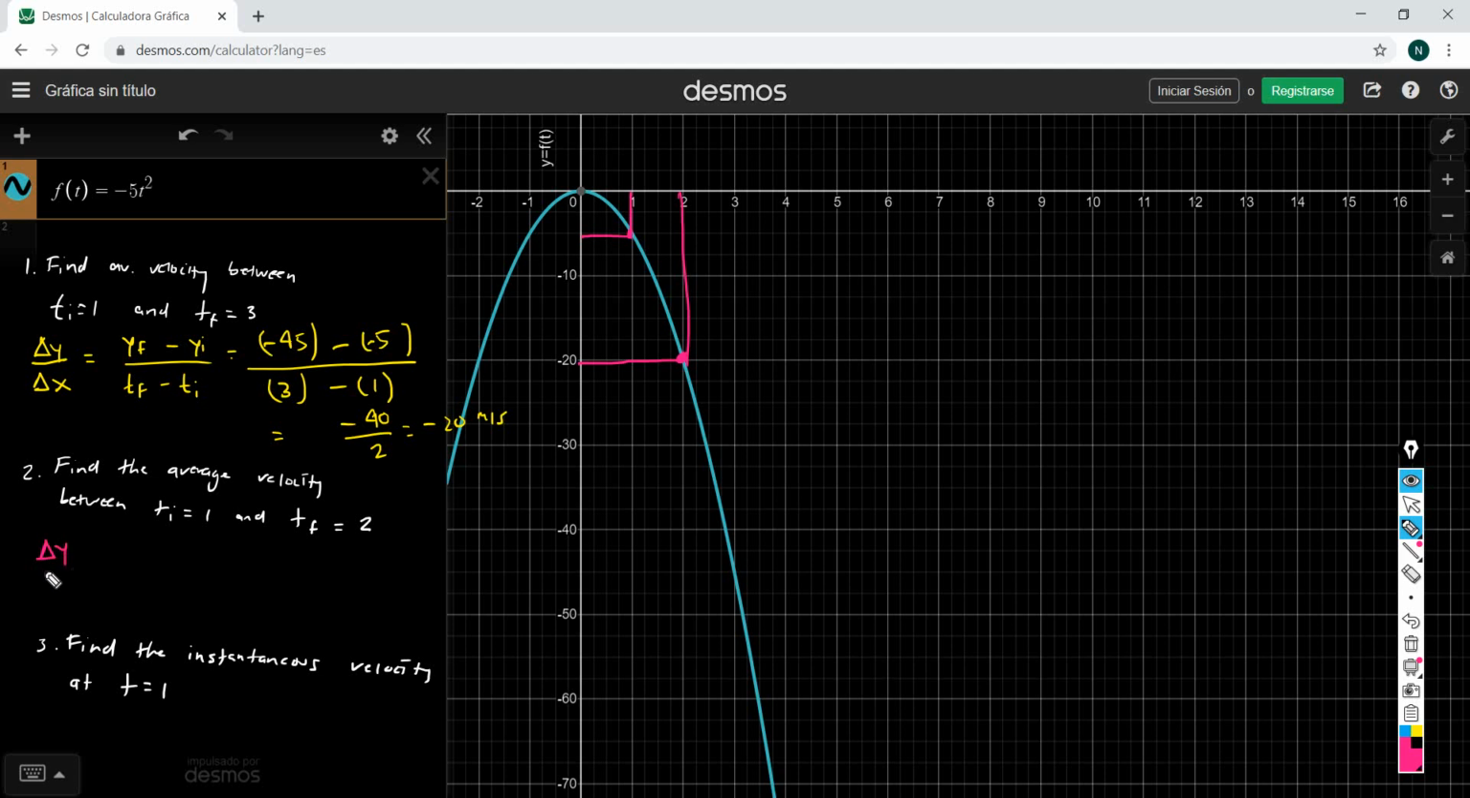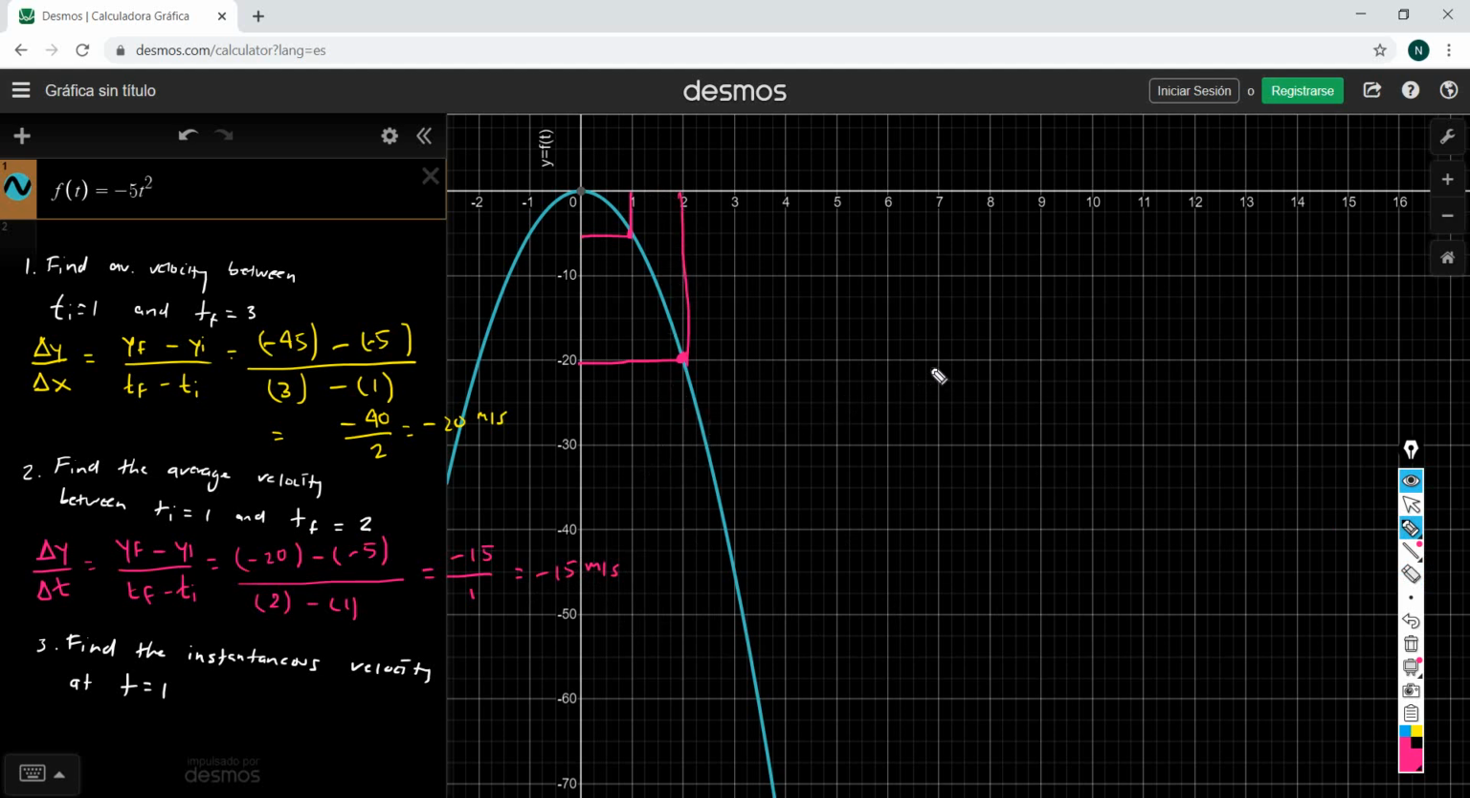So the change in position, y, over the change in time. Let's see, the final position in y minus the initial position in y over the final time minus the initial time. What is the final position in y? Minus 20, minus the initial position in y, which is minus 5, over the change in time, which is 2 minus 1. We calculate all of this, we will get minus 15 over 1, and that's going to be, in the end, minus 15, right? Minus 15 meters per second. Okay, and that's the average velocity over this interval.